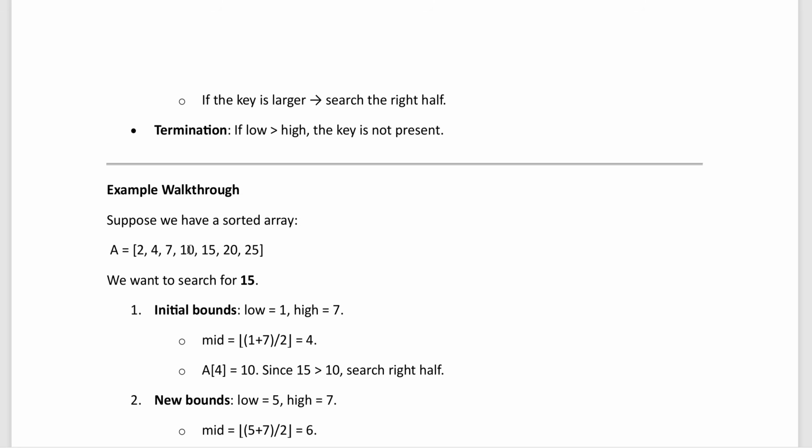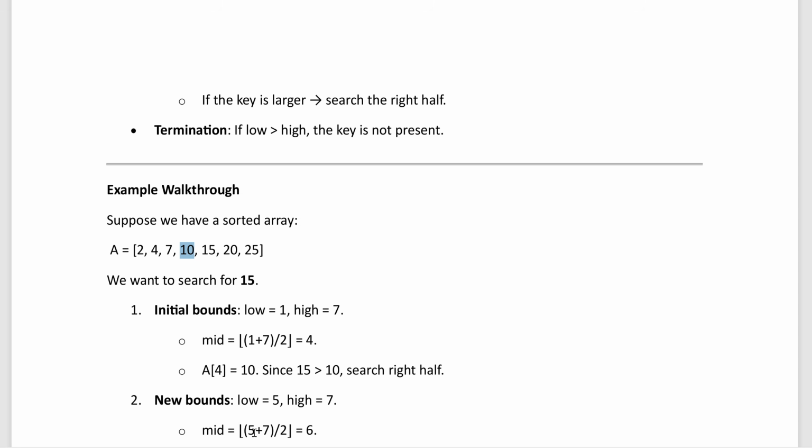Mid is 4, A4 is 10. So this is the mid. We have successfully found the middle element, that is 10. Because we need to search 15 and 15 is greater than 10, we will go to the right part of 10. As you can see, 15 lies on the right part of 10. Now the new bound will become, low will become what? 1, 2, 3, 4, 5. Low is 5, and the last element is again at 7.